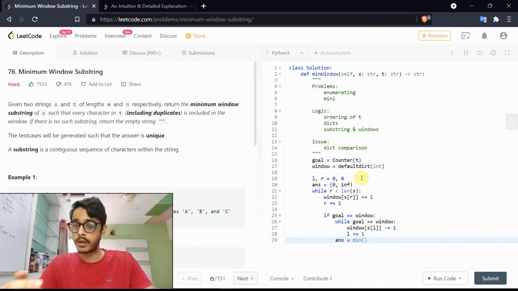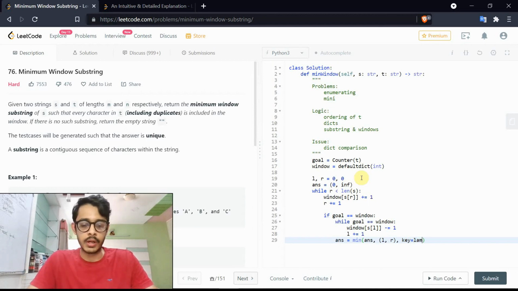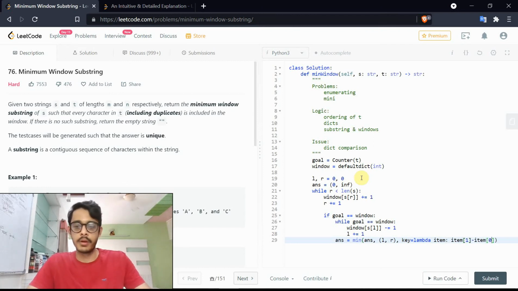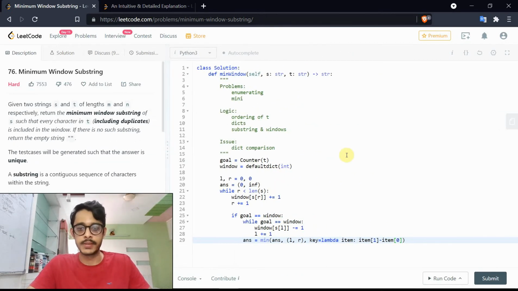And once we're done with this loop, we'll say answer equals to the minimum possible distance between L and R. We'll find that by saying, okay, we have L and R here. And we'll have the key as what? We want the minimum possible length between any L and any R, which means that the difference between them is the length of the string. So we'll have a lambda function here taking the input as item and returning the item of 1 minus the item of 0. Now the initialization of 0 comma infinity should make more sense.